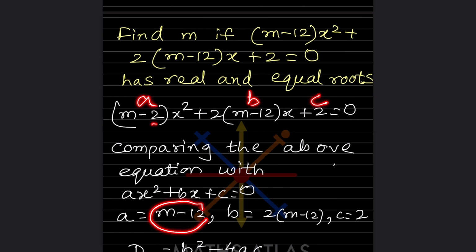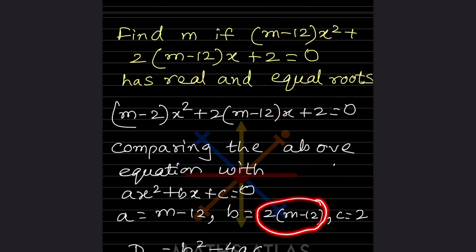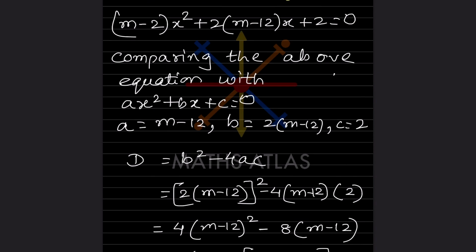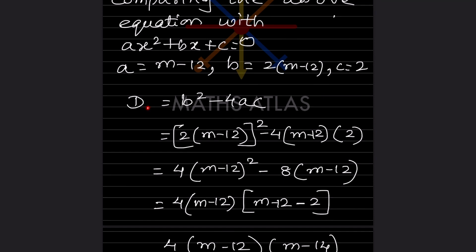So a is (m minus 2) whole square. Hope this is clear, because you are going to look at the coefficient, whatever the number before x square is, that is going to be considered as a. Here is x, the coefficient of x is going to be the whole part, what is here. So that is going to be b, and c is 2. So now let us see the discriminant D, that is b square minus 4ac.